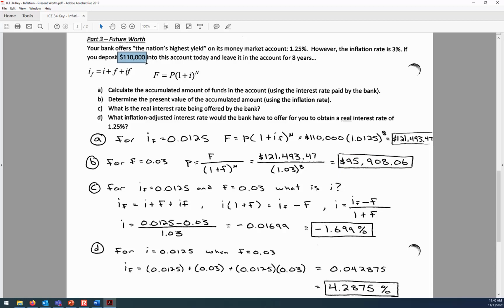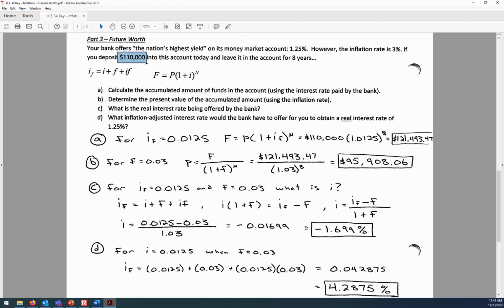And it seems pretty minor, right? We're just talking about 1.25% versus 3%. But compounded over time, it's an enormous destruction of the value of your money. Only having 95,000 where you previously had 110. So it really does matter.